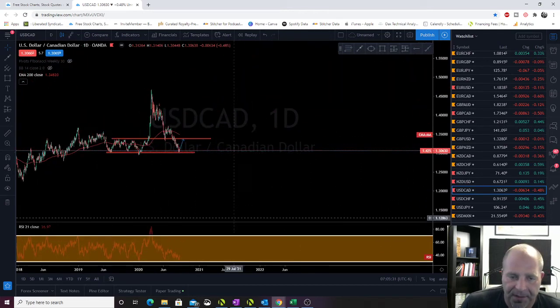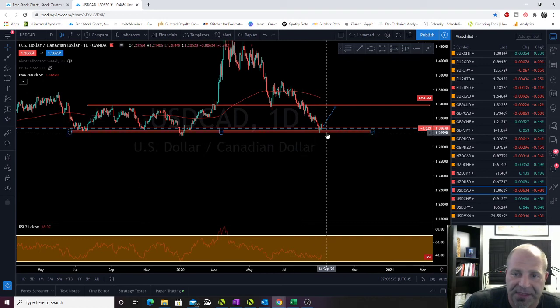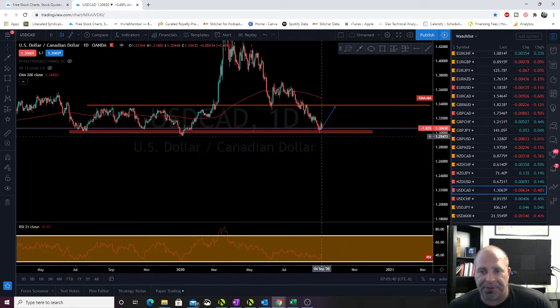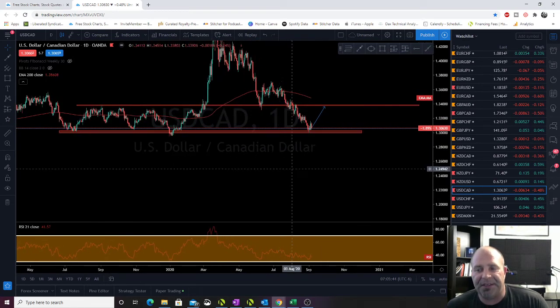Pretty wacky. But what we can say is we're testing a very important level. We're either going to go long with some authority or we're going to bust through this level. We got some downside, big downside potential.